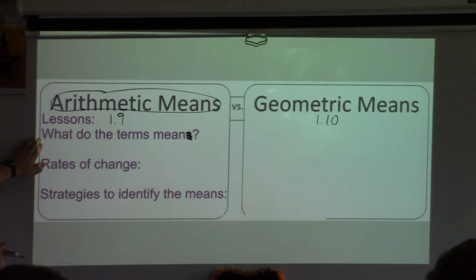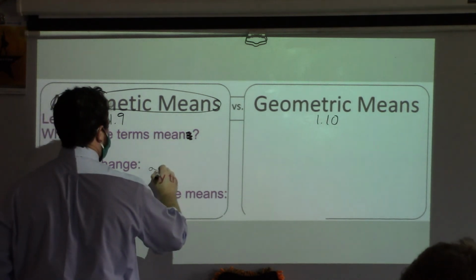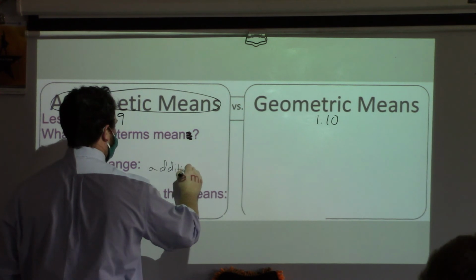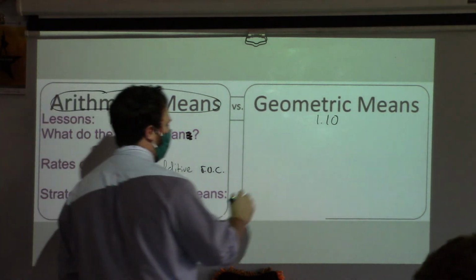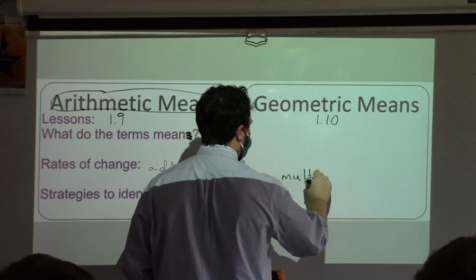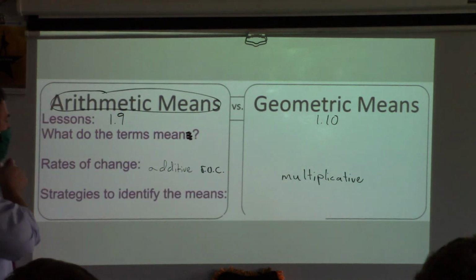I'm going to leave this alone for now because we're going to define this on the vocabulary graphic organizer in a second. But the rates of change, if it's an arithmetic mean, what's the rate of change? Additive rate of change, okay? And for geometric it is multiplicative. Gotta learn how to say it. So what I want you to remember is there are specific strategies that help us identify these means.